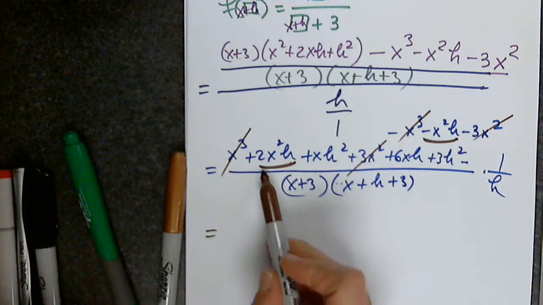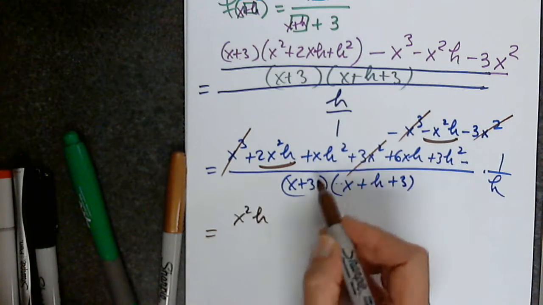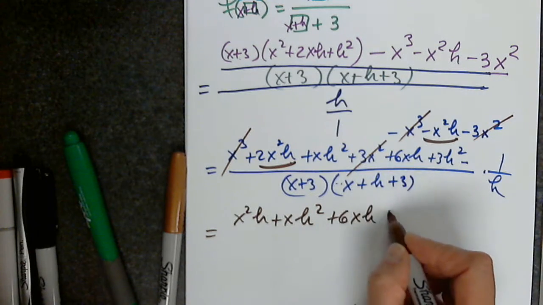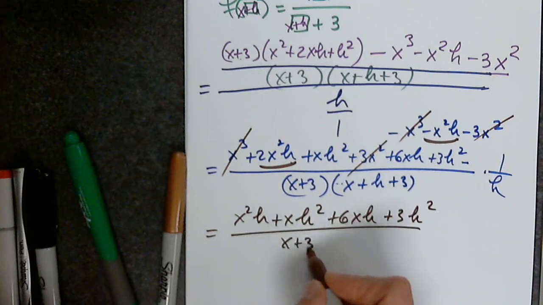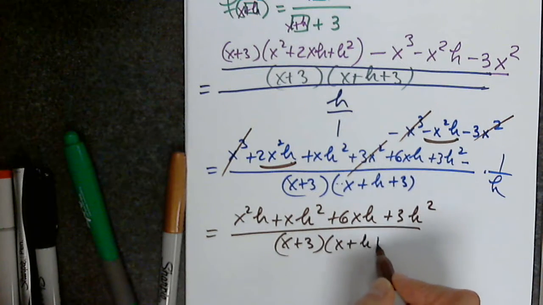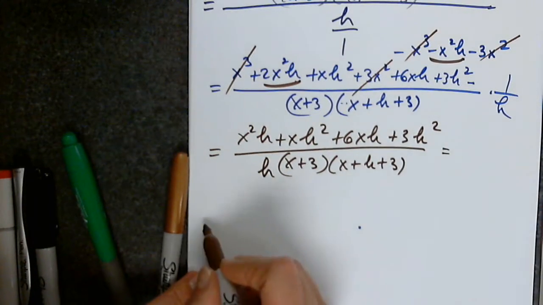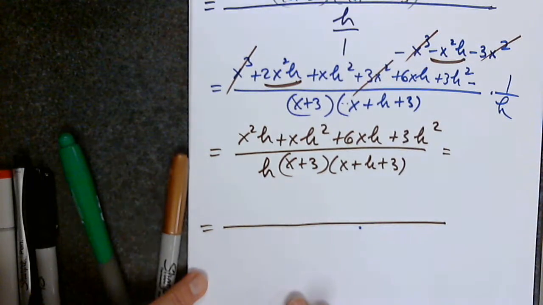So I will write it one more time just to make it clear. So this is x squared h, and this is plus hx squared, and this is plus 6xh, and this is plus 3h squared. Divided by x plus 3, x plus h plus 3. I'm going to put this in front here. And, of course, now what? Isn't x squared h negative?